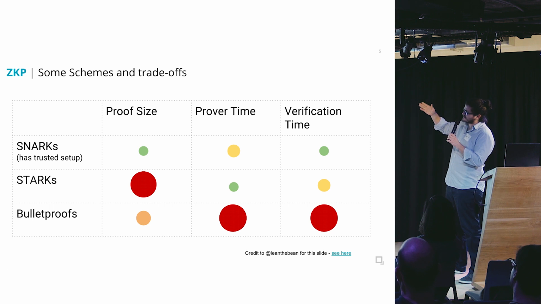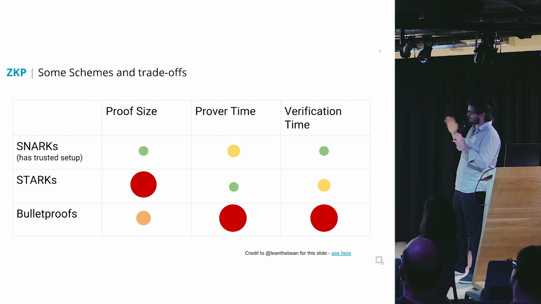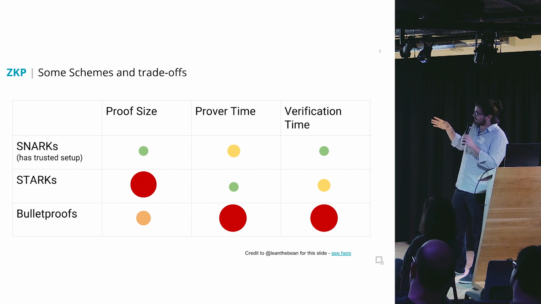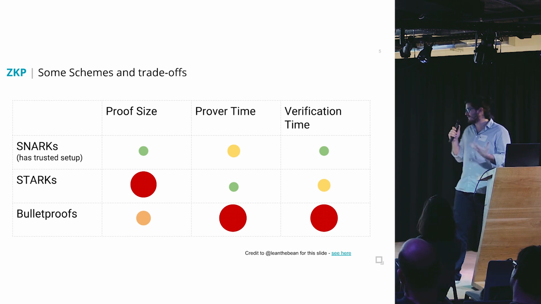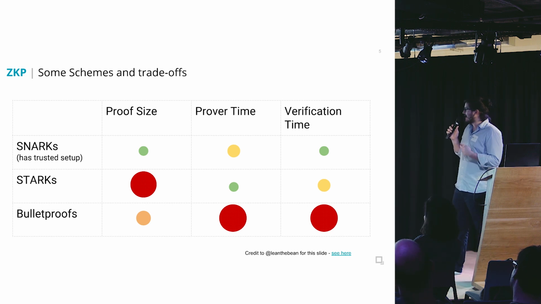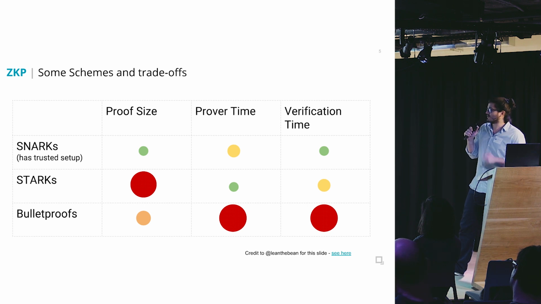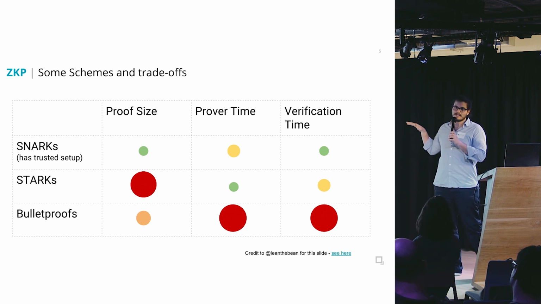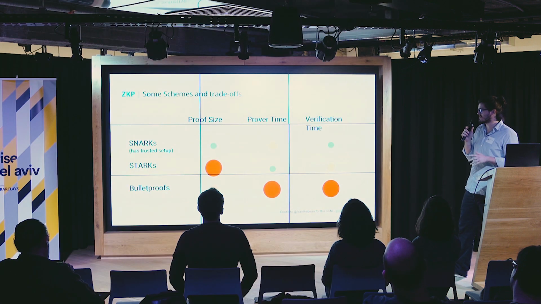So for SNARKs, the proof size is basically constant. No matter the size of the computation, the size of the proof is always the same. The prover time is linear in the computation size. So it's not exactly super efficient, but it's quite efficient for current applications and use cases, and the verification time is optimal. It's constant as well. This is one of the reasons why we like SNARKs a lot, because it's green and yellow and not red, except that some of the schemes have a pre-processing phase, and it's a trusted setup.